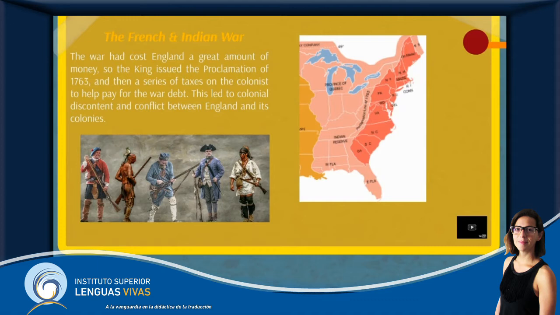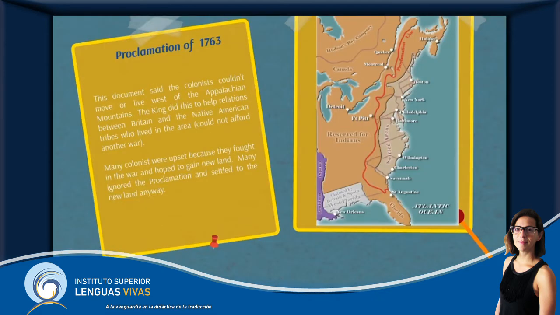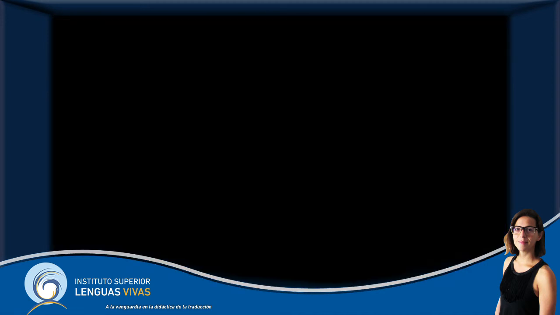So let's move on to our second cause, okay? Apart from this issue with taxes, the second cause has to do with the Proclamation of 1763. This was a document that was passed by the British Parliament prohibiting the colonies to move west of the Appalachian Mountains. But the colonists disliked this prohibition and moved there anyways.